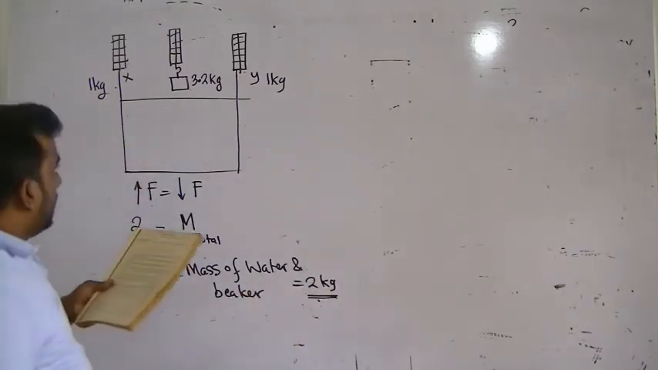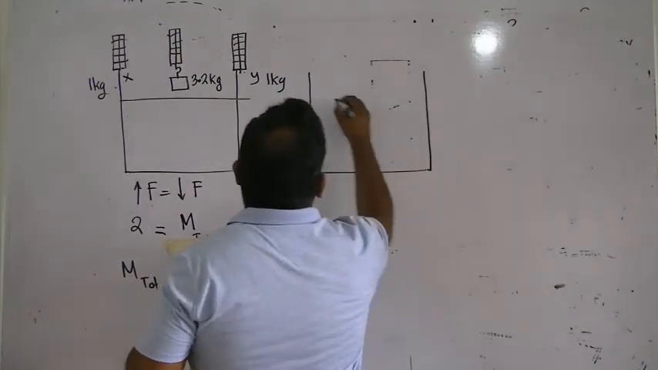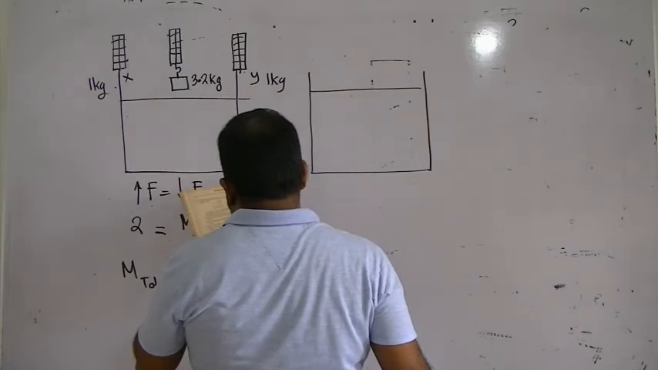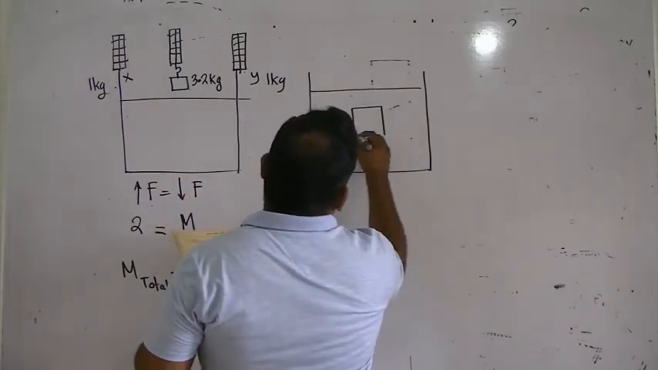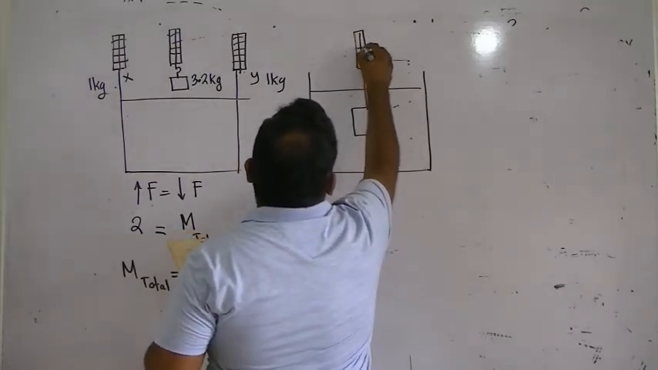Right. Now what's happening is we fully submerge this. Let's say the block is gradually submerged by increasing the length of the string, such that it's completely immersed in water.